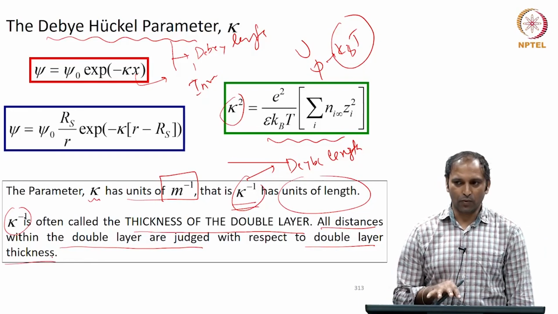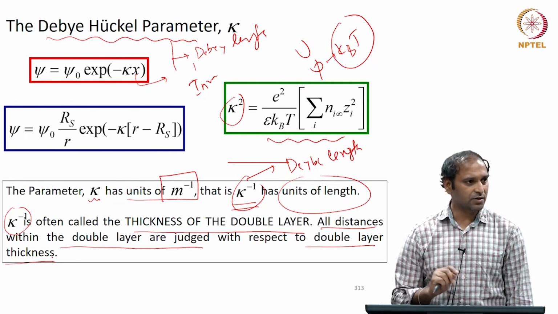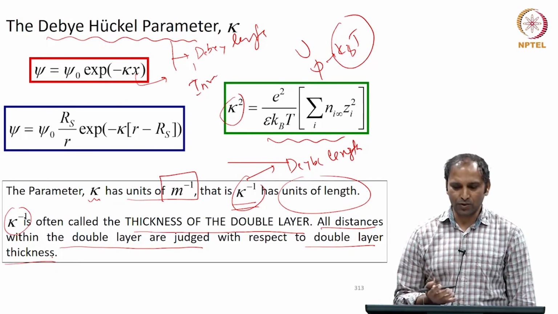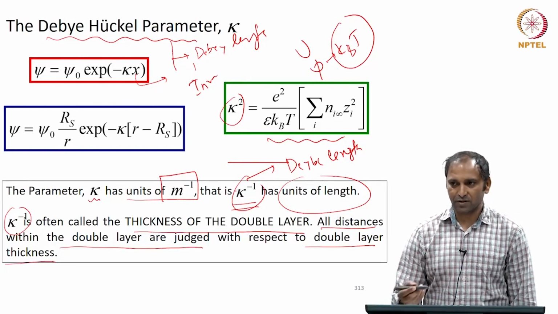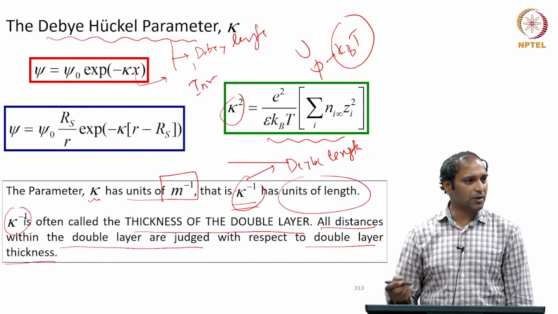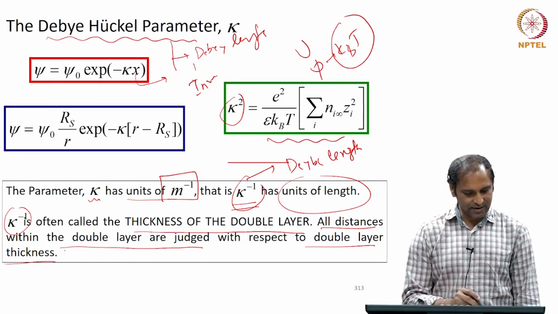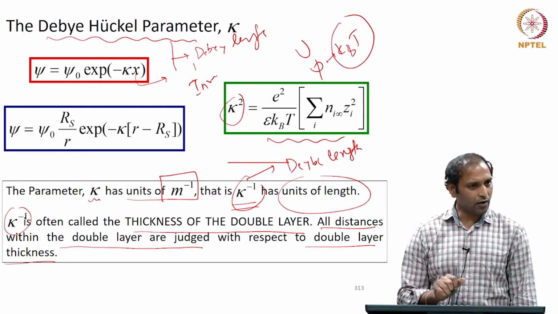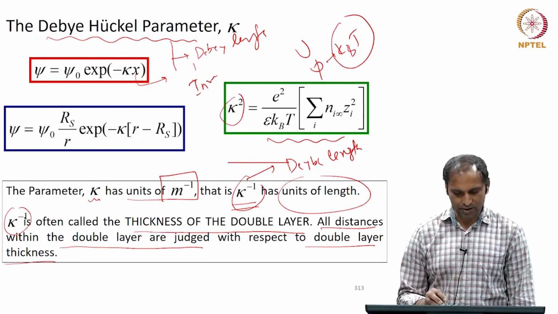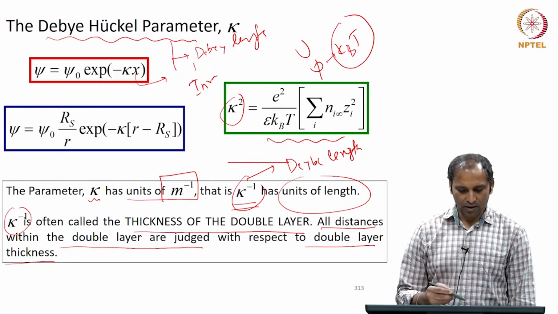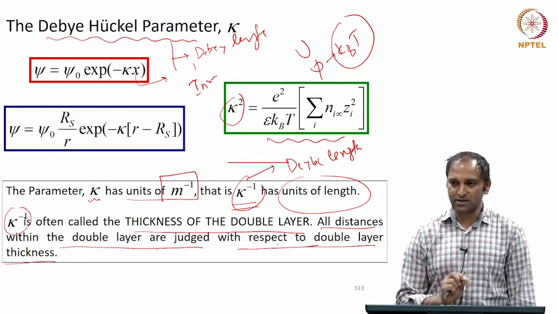When you are working with electrical double layer interactions in charged dispersions, you will always ask what is the size of the particle compared to K inverse, and what is the distance between the particles compared to K inverse. So all the distances within the double layer, and the range of interactions you talk about in electrical double layer interactions, are judged with respect to the thickness of this double layer.